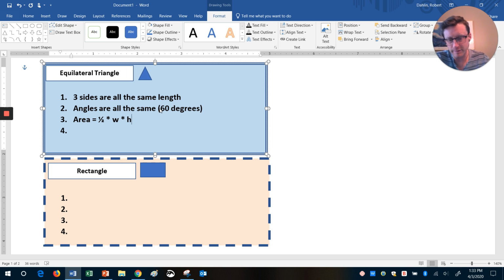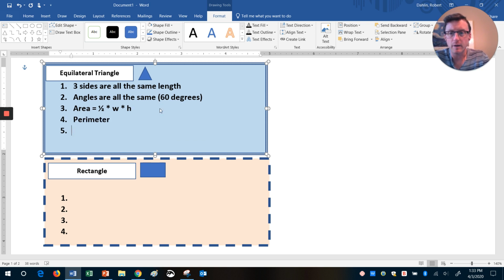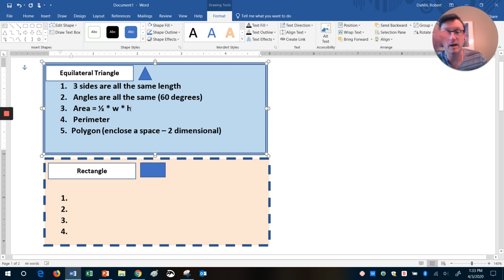And then let's see, what else do we know about this thing? We got sides, we have angles, we have area. They all have like a perimeter. Okay. They are considered a polygon. Okay. They're a shape. They enclose a space within themselves. Okay. So we could also say, oh, it's 2-dimensional. It's only got length and width, or height and width, it doesn't have depth, right? It is not 3-dimensional.